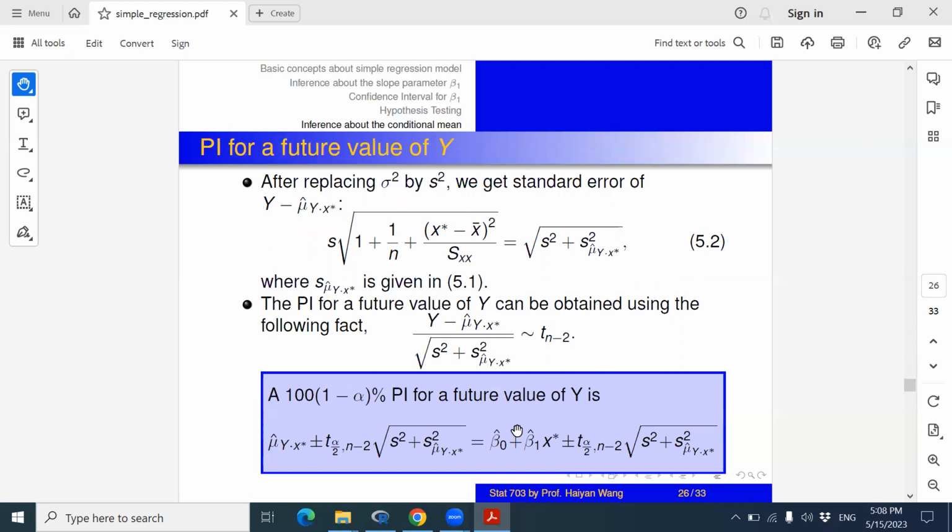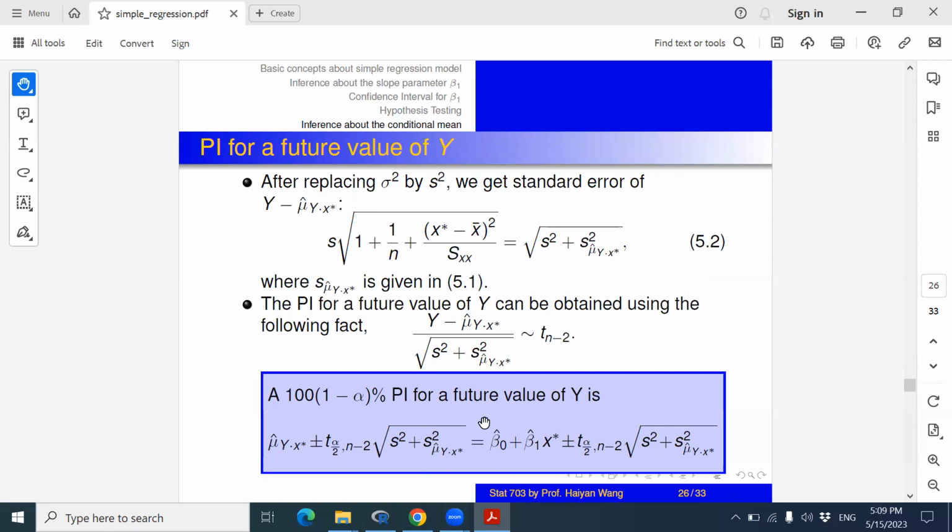So here is the prediction interval for a future observation. We first replace the unknown sigma squared by its estimate, the mean square error. Inside here, we do not need to change anything because those are all given values. Then y minus mu hat divided by the standard error estimate follows a t distribution again with n minus 2 degrees of freedom. From there, we know the prediction interval of y is simply the mu hat plus or minus the t critical value times this standard error.